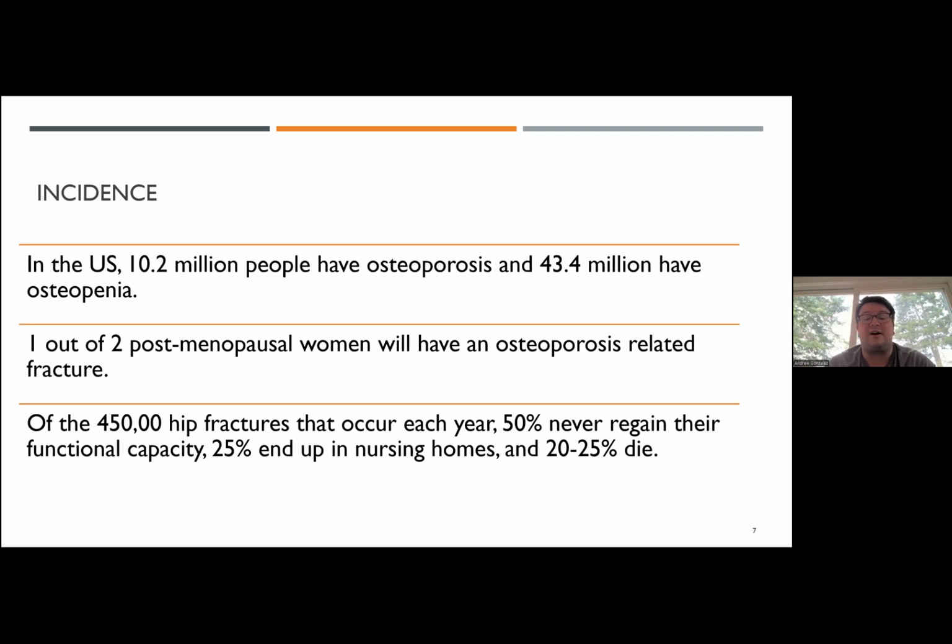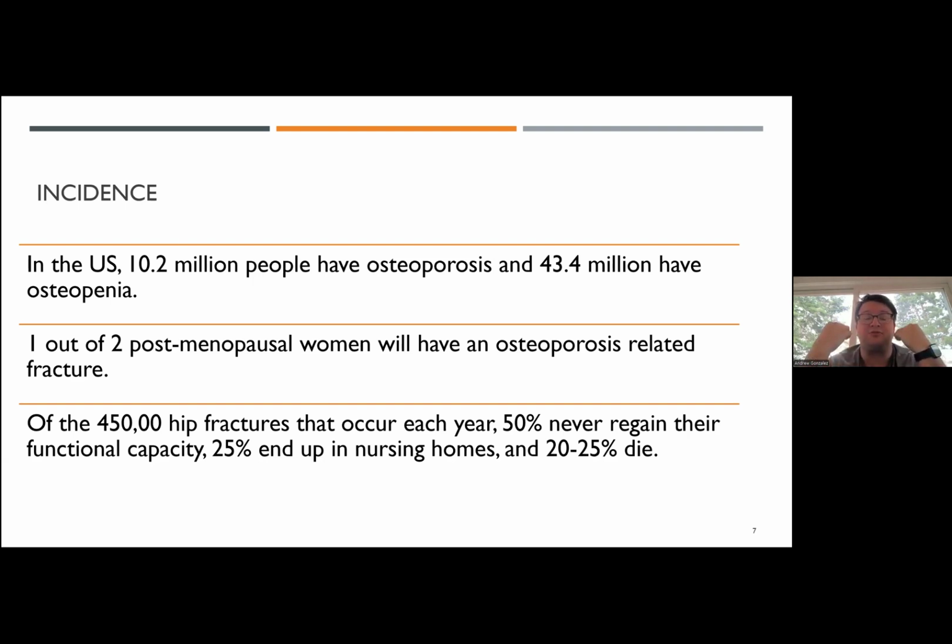So the incidence of osteoporosis in the American population: about 10.2 million people have osteoporosis and 43.4 million people have osteopenia, which is that weakening of the bone as we think of on the way to osteoporosis. 1 out of 2 postmenopausal women will have osteoporosis related fracture.